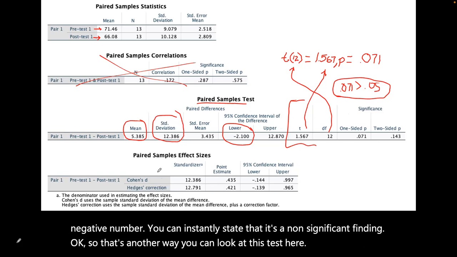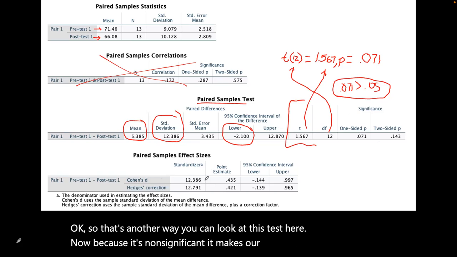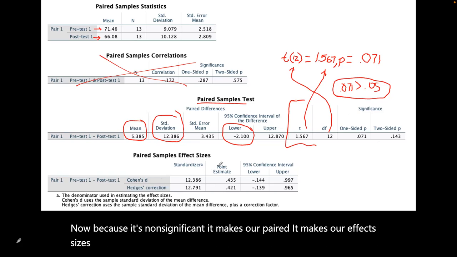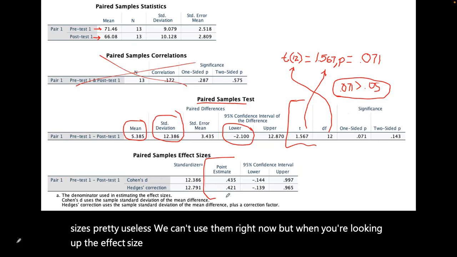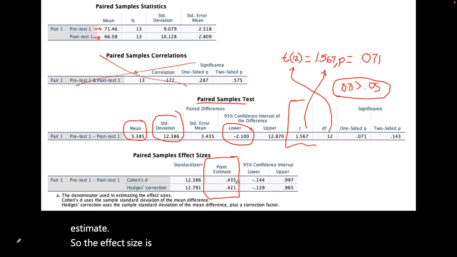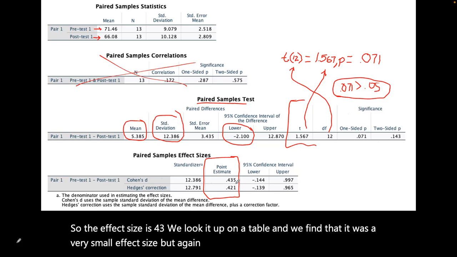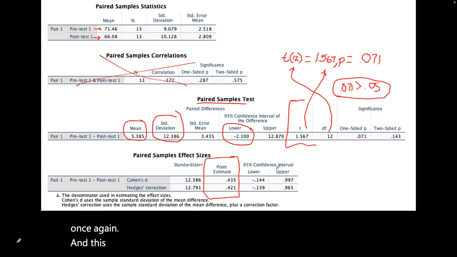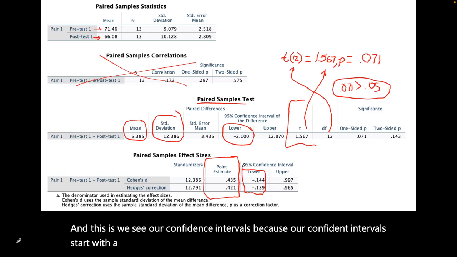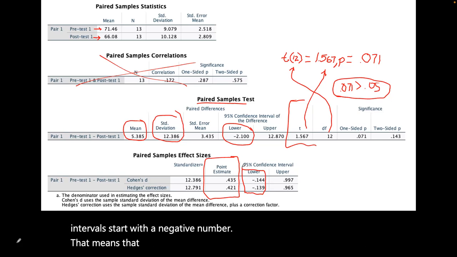Now, because it's non-significant, it makes our effect sizes pretty useless. We can't use them right now. But when you're looking up the effect size, the one you want to look at is the point estimate. So the effect size is 0.43. We look it up on a table and we find that it was a very small effect size. But again, we can't use these effect sizes, because our confidence intervals start with a negative number, that means they're non-significant and there's really no effect.